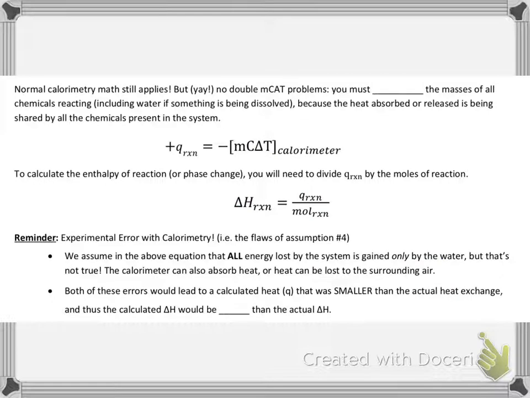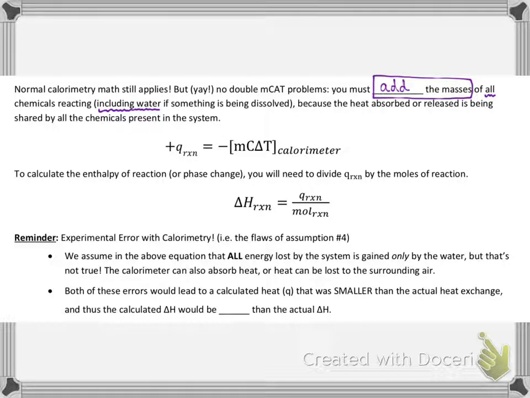Now, the normal calorimetry math still applies, but when you have aqueous calorimetry, you are not going to have those double MCAT, where MCAT equals negative MCAT and all those variables. Instead, you have to add the masses of all the chemicals reacting. That even includes just the water, if you're dissolving something in water. Because the heat that's absorbed or released during this change is being shared by all of the chemicals present, and that includes the water.